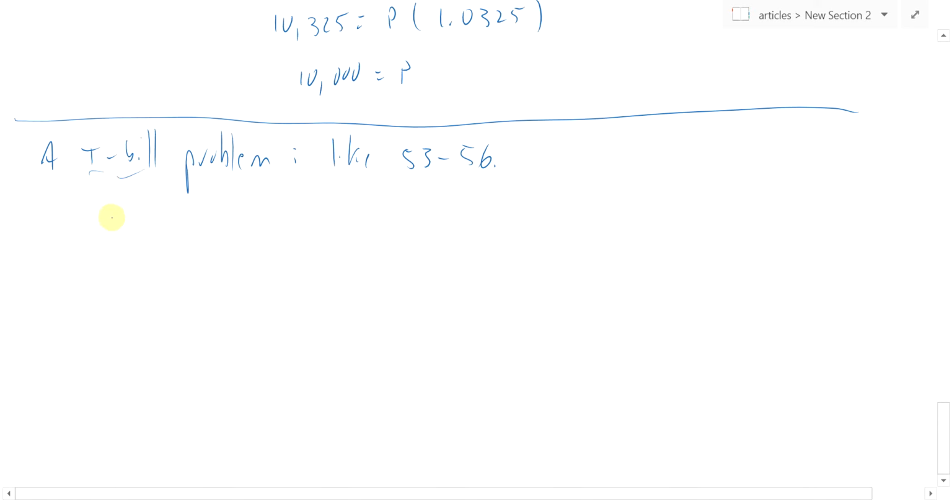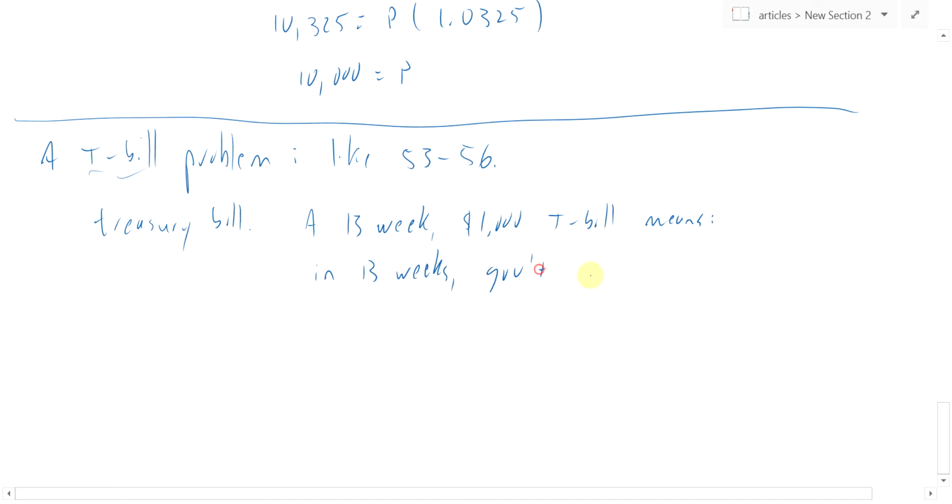So what is a T-bill? This is actually called a treasury bill. How they work is, it's a promise by the government to pay you back a certain amount of money after a certain amount of time. So, for example, a 13-week $1,000 T-bill means if you buy this thing, in 13 weeks the government pays you $1,000.